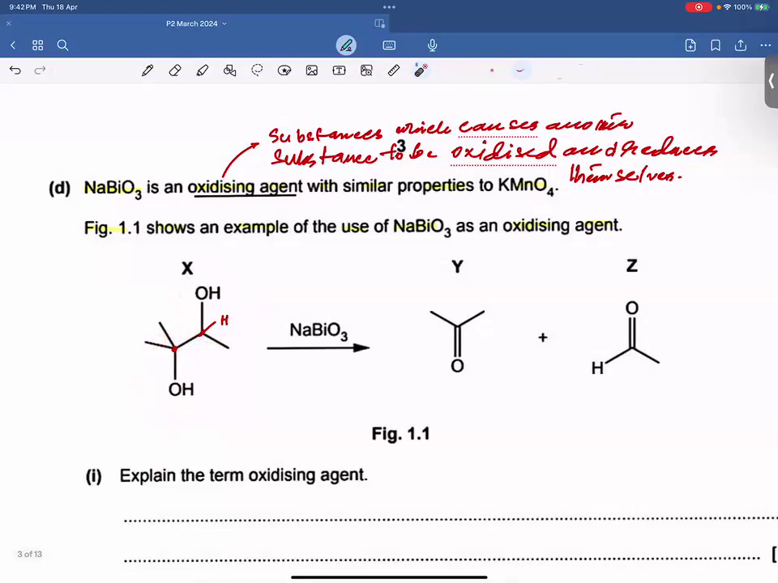So this must be the tertiary alcohol and this must be the secondary alcohol. When you react this compound X with this reagent, it forms propan-2-one and ethanal. By the way, this is propan-2-one. And this compound is basically an aldehyde. So 2 carbons with an aldehyde functional group is going to be ethanal.